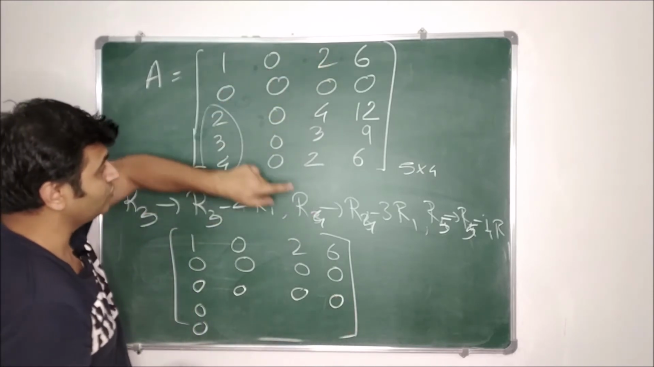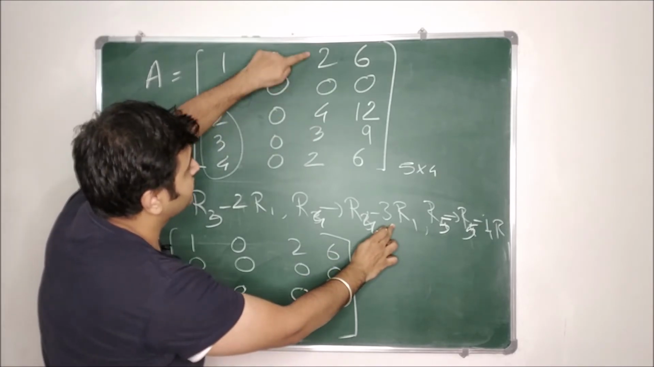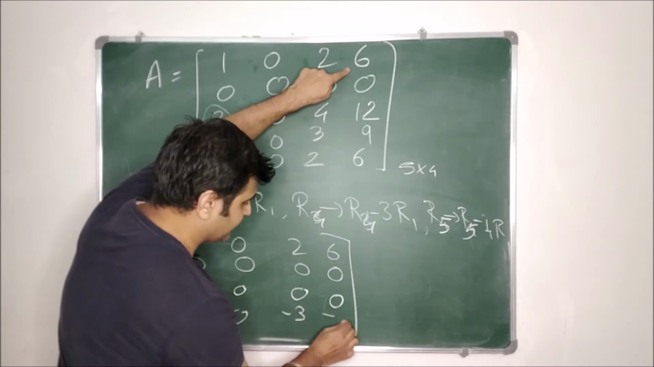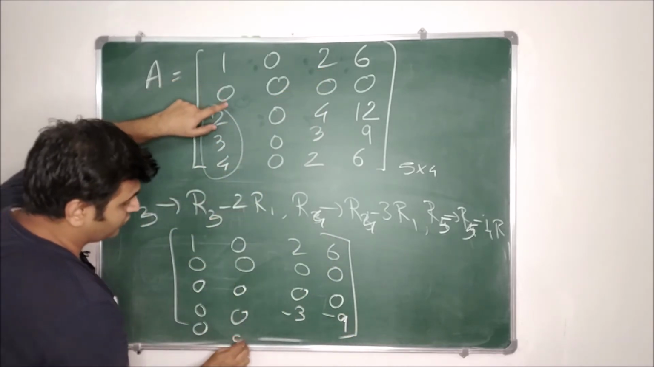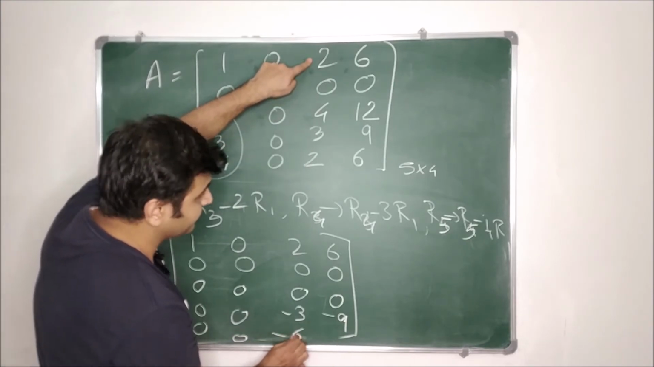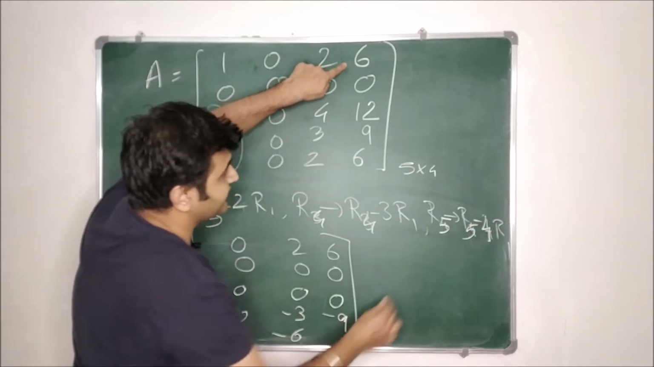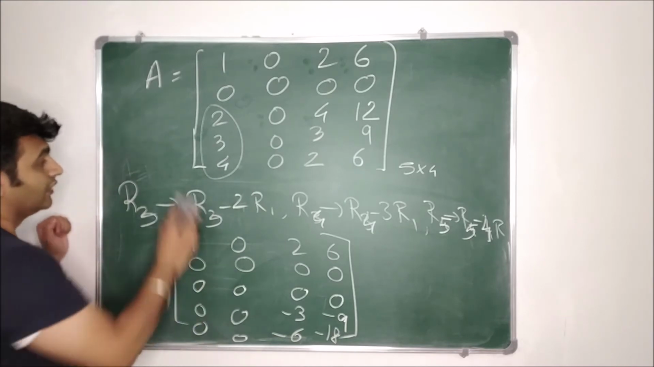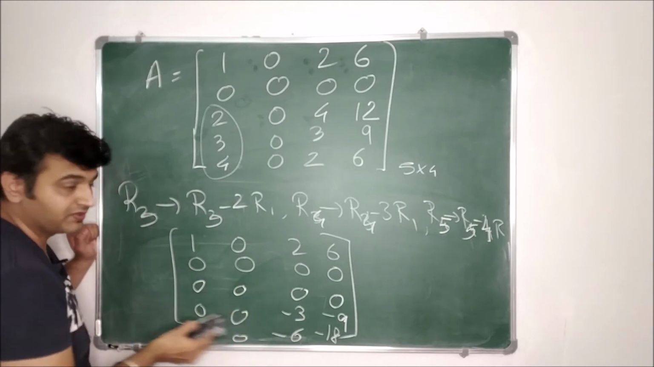Let's go for the fourth row. 0 minus 0 is 0. 3 minus 3 times this, so 3 minus 6 is minus 3, and 9 minus 18 is minus 9. Last row, R5 minus 4R1, so 0, 0. 2 minus 8, minus 6. 6 minus 24, this is 4, right? So 6 minus 24 is minus 18. Okay, cool. Now I will need this matrix. So I hope this is clear to you.